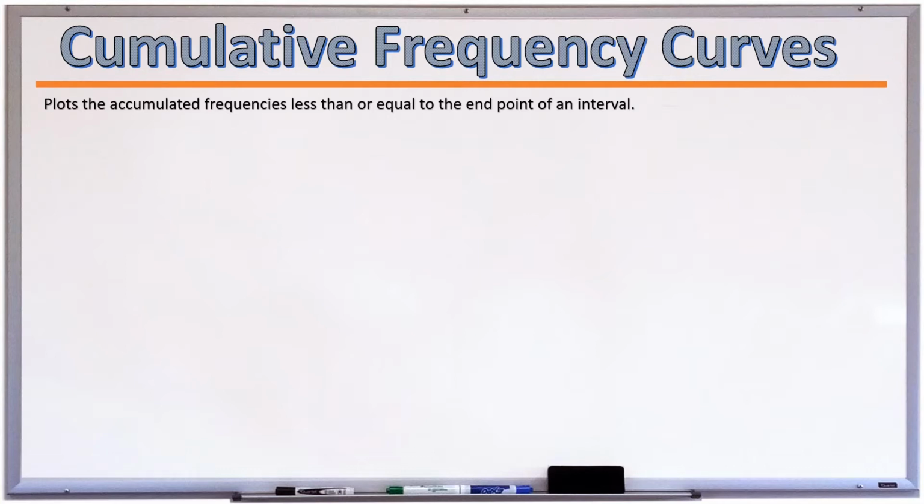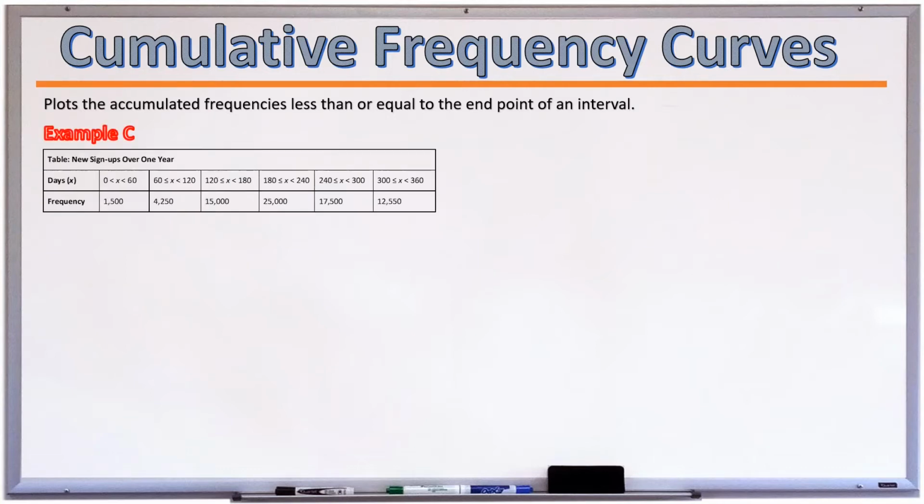Example C. The following grouped frequency table shows the number of new signups for a social media platform since it was started a year ago up until today. The first 60 days had 1,500 new signups. The next 60 days had 4,250. The following 60 days, 15,000, and so on. The cumulative frequencies are calculated as follows.